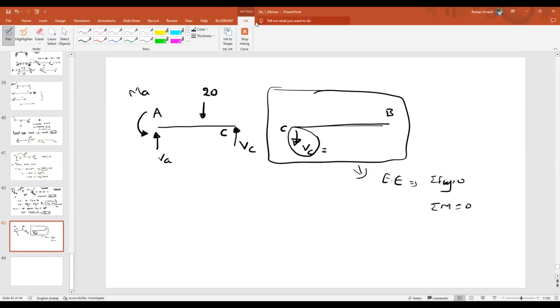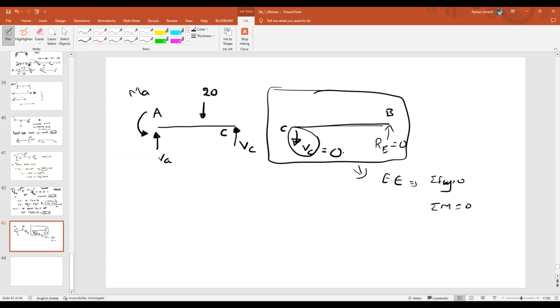Why are you guys taking so much time? Is there any ambiguity? Only one reaction will be there. Only one unknown, sir. Yes. Here I can represent it as RB. But what is this value? 0. Now tell me, what is this value? VC should be 0.